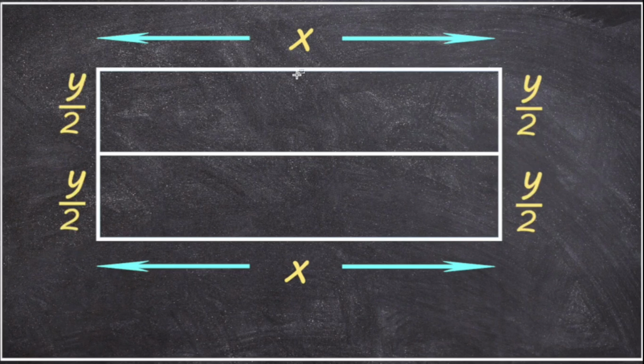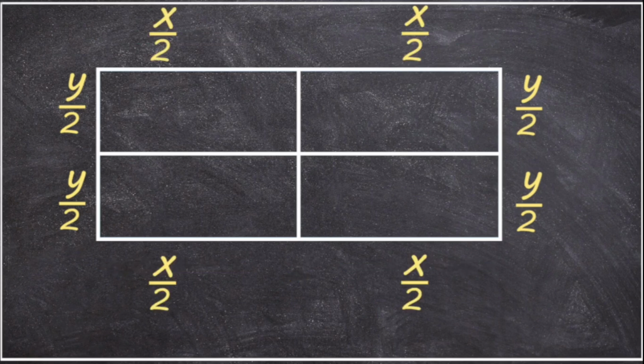Now I'm going to split both rectangles in two by using a vertical bisector. The bisector splits both rectangles into two equal parts, and so now the resulting width of each side is x over 2. Now we have four small rectangles, and you should be able to see that the rectangles are of equal size. They all have the width x over 2 and the height y over 2.